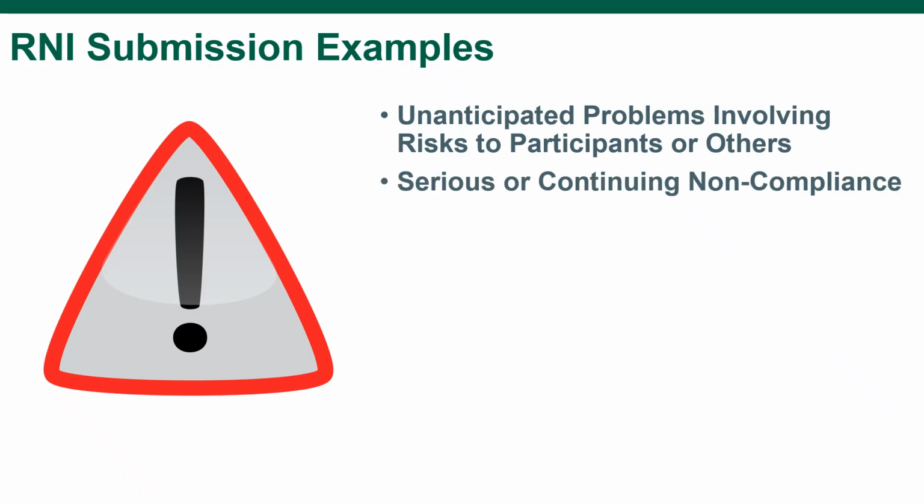Serious or continuing non-compliance. Any major deviation from the approved protocol, regulations, or institutional policies, especially if repeated or deliberate, should be reported. Protocol deviations or violations. Any departure from the approved IRB protocol, such as enrolling an ineligible participant or missing consent, may require reporting, particularly if it affects participant safety or data integrity.